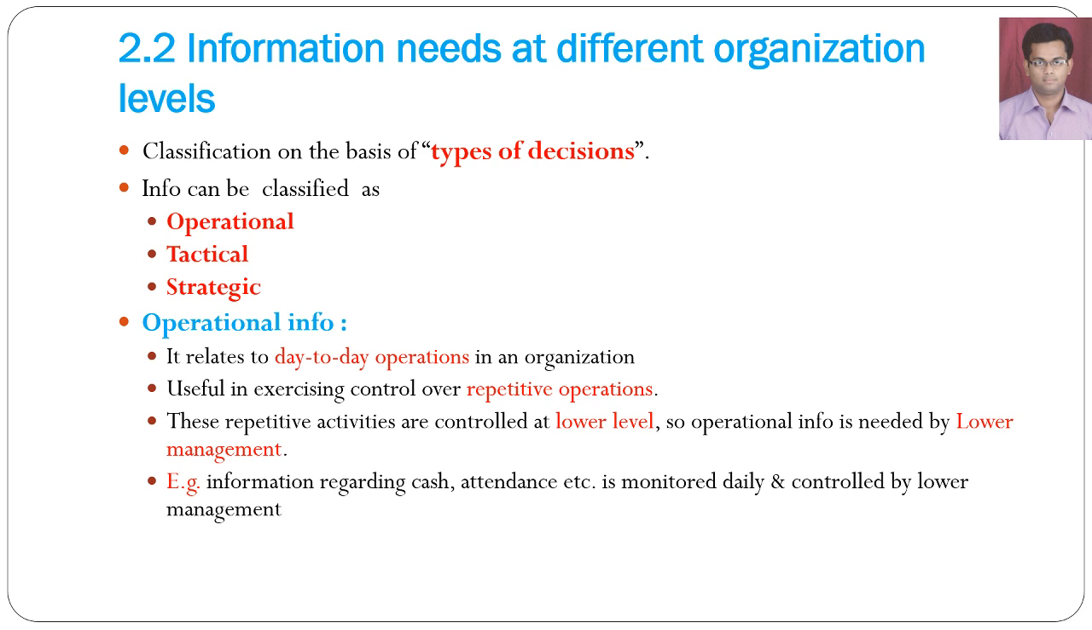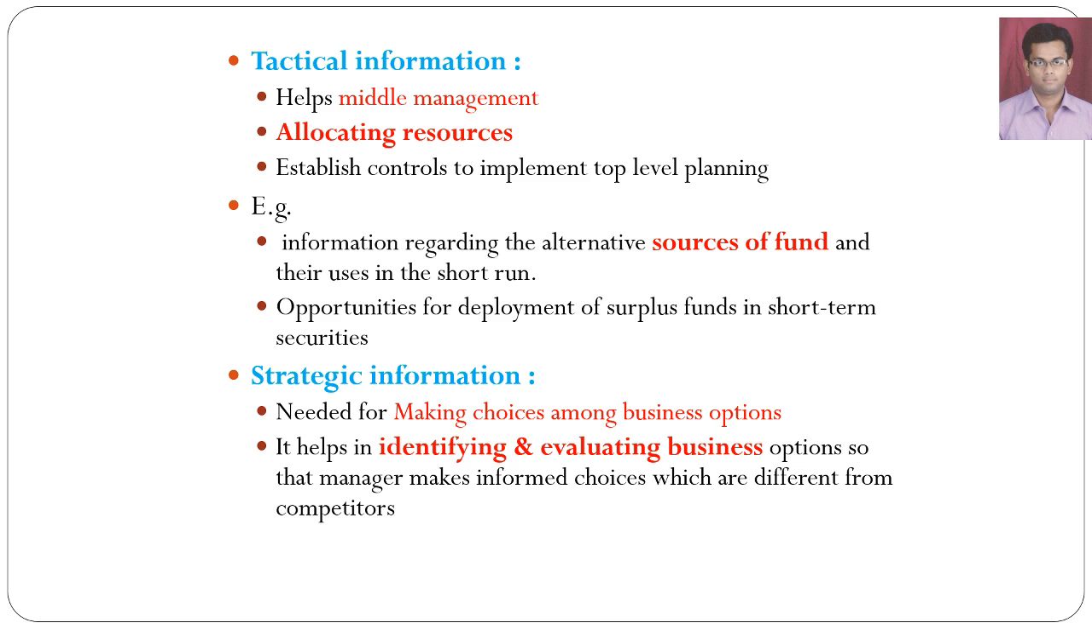It talks about day-to-day operations in an organization. Operational information is very useful in exercising control over repetitive operations. These repetitive activities are controlled at a lower level, so operational information is needed by lower management. Typical examples of information required at the lower level are related to cash, attendance, etc. They are monitored on a day-to-day basis and controlled by lower level management.